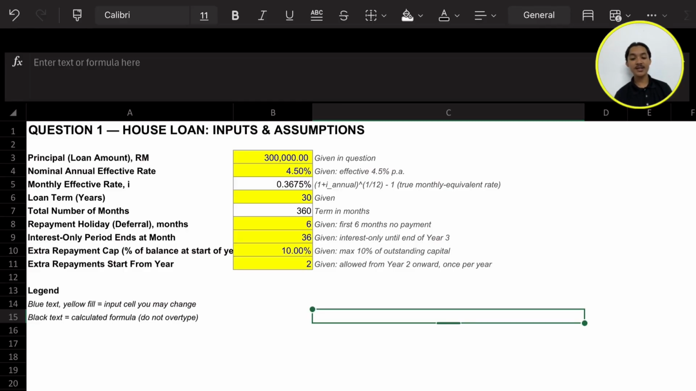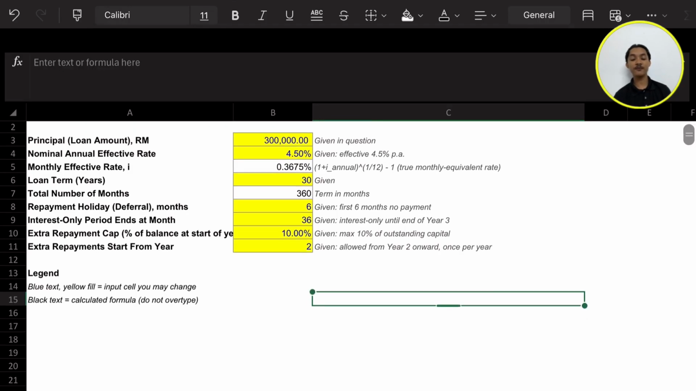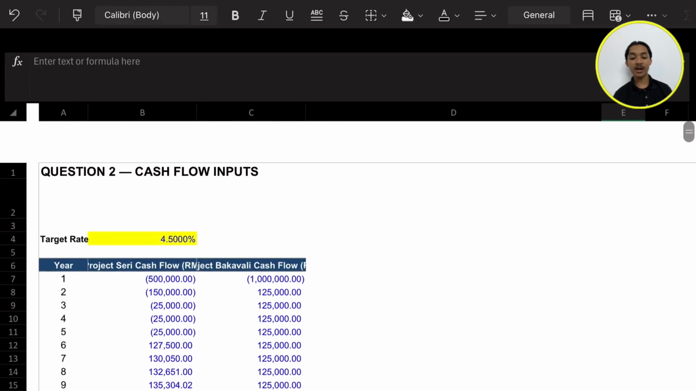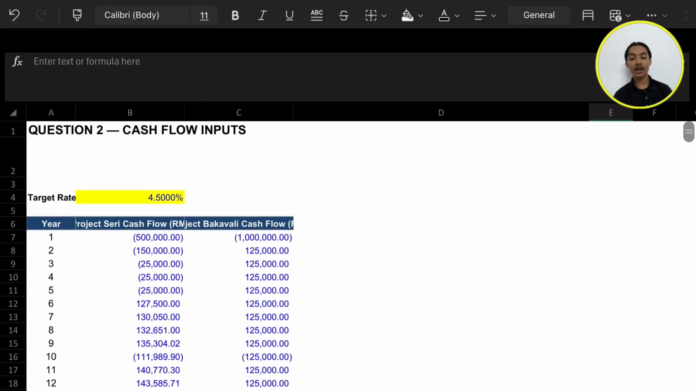And this is my assignment for SMA 2033. The assignment covers two problems. For the first, a home financing case for Ahmed and Sarah, where I calculate their monthly installment, build a full amortization schedule, and work out the fastest they could pay off the loan using extra repayment. Second, an investment appraisal comparing two projects, Project Seri and Project Bakavali, using IRR, NPV and discounted payback period.